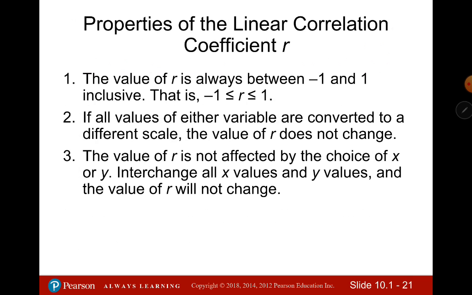We will talk about the properties of the linear correlation. Okay, so the value of R is between 1 and negative 1. From negative 1 to 1. So it can be negative 1 or 1.